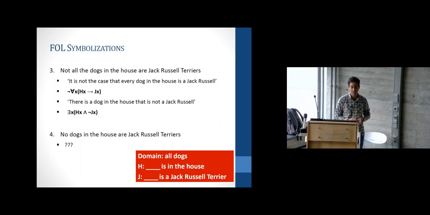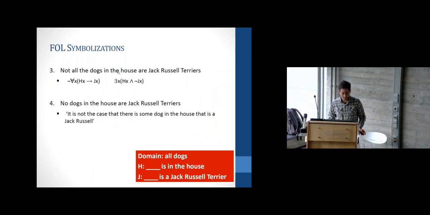And this can be represented with an existential quantifier. So these two senses are logically equivalent. There is an x such that x is in the house and x is not a Jack Russell. These two senses are both fine and acceptable ways of representing not all f's are g's. Okay? So both of these are okay.